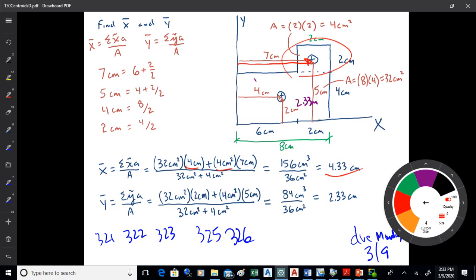We do the same thing in the y direction. Same areas, different centroidal distances: 2 for the 32 centimeter squared area, 5 for the 4 centimeter squared area. Add up the products, divide by 36, we get 2.33. So, are we okay with that? That's basically how we find centroids.